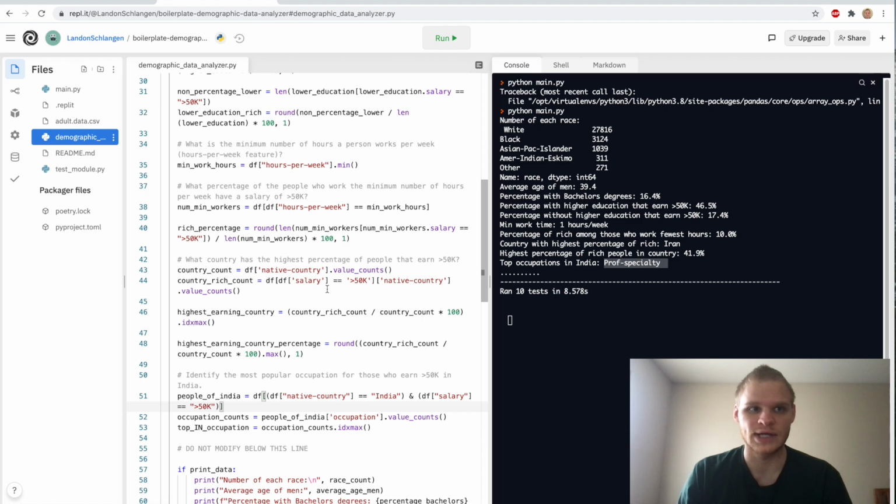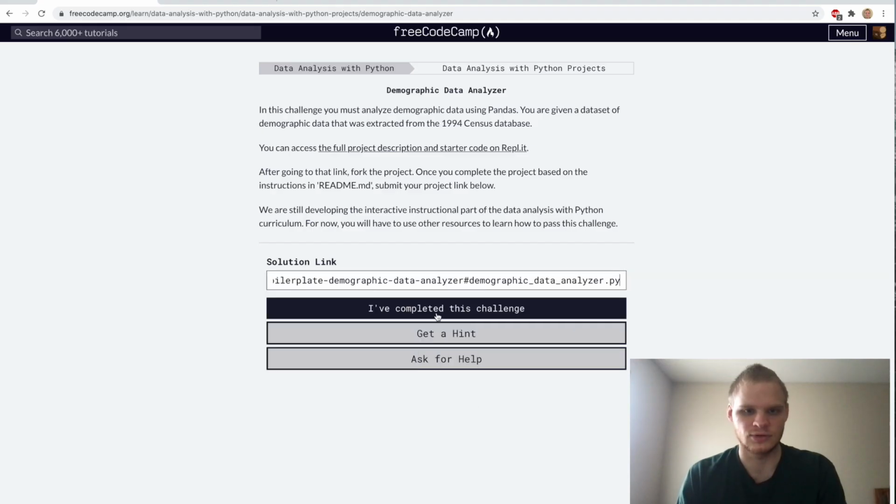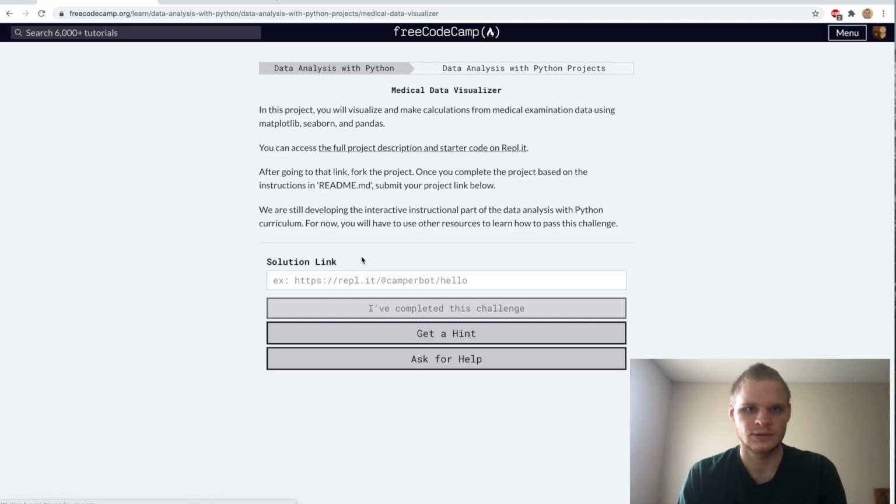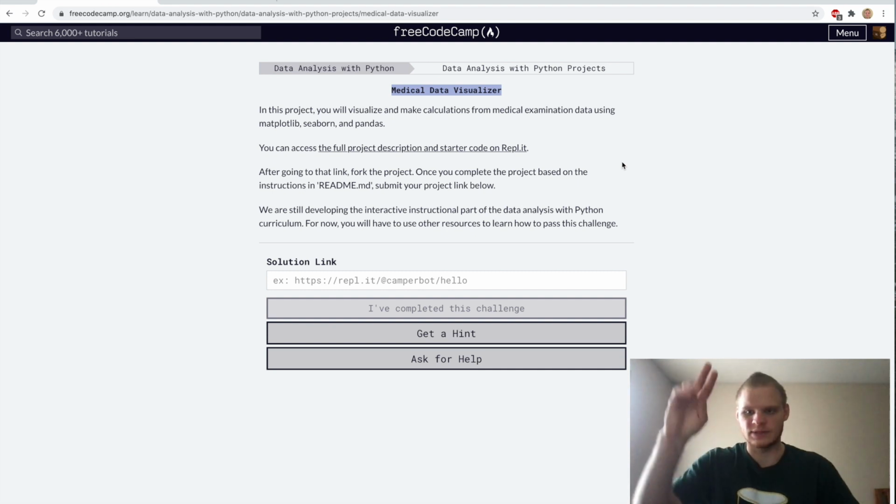I believe next up we have like a medical thing. Actually, we can take this, paste it in here quick, complete it. Yeah, next up we have this medical data visualizer, which I haven't done yet, but it looks pretty dang difficult. So yeah, that one should be good to do a video on, and I will see you next time.